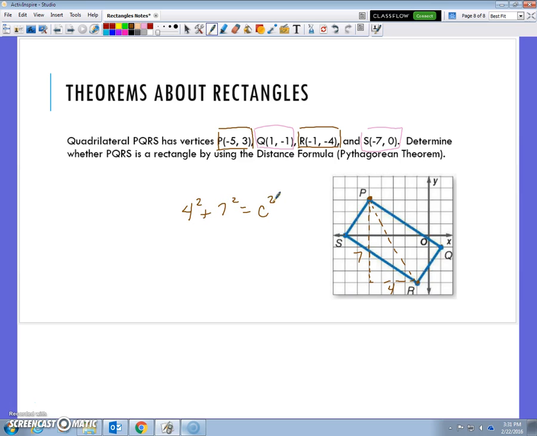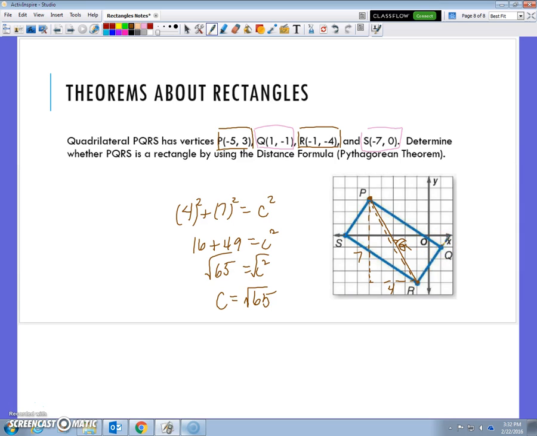We'll call it c squared to keep it uniform. 16 plus 49 equals c squared. 65 equals c squared. So I know that c equals, let's see, that's 13 times 5. So unfortunately, there's no way to reduce that. C equals the square root of 65. So my first diagonal here is worth the square root of 65. That's the distance between P and R.